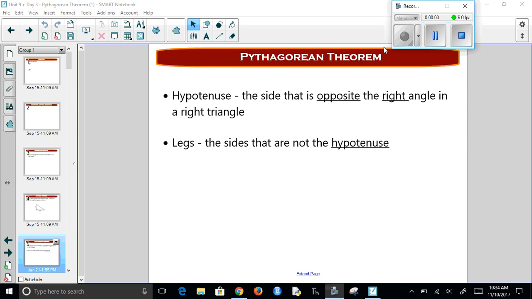Hello, today we're going to learn about the Pythagorean Theorem. I know you know about the Pythagorean Theorem, but we're just going to be doing it with simplifying square roots. Some small terms that you should probably know, but I'm going to throw them out anyway.